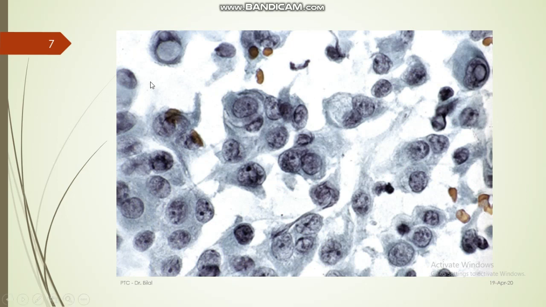So Psammoma bodies, another feature, and then we come to the last important feature of papillary thyroid carcinomas, and that is the nuclear pseudo-inclusions. You'll find the word pseudo-inclusions in your books. This particular picture is a photomicrograph of cytology, not histology, but this is given in your textbooks. This is a nuclear pseudo-inclusion. Why do we call them pseudo-inclusions? Because these are actually invaginations of the cytoplasm and not the nucleus itself, so they're termed pseudo-inclusions.